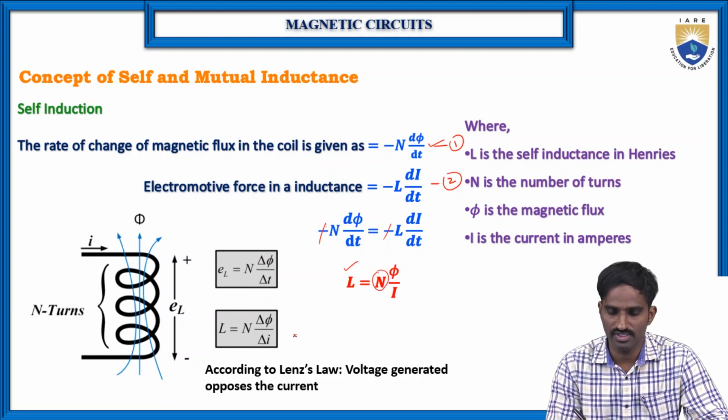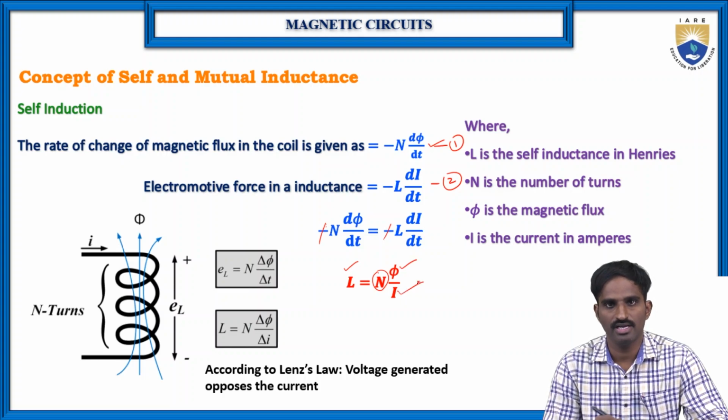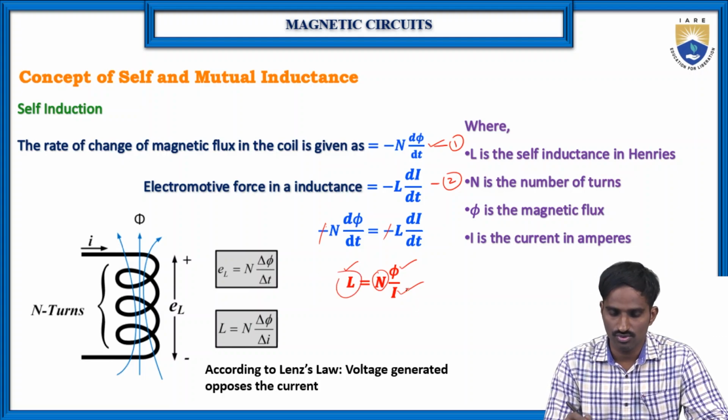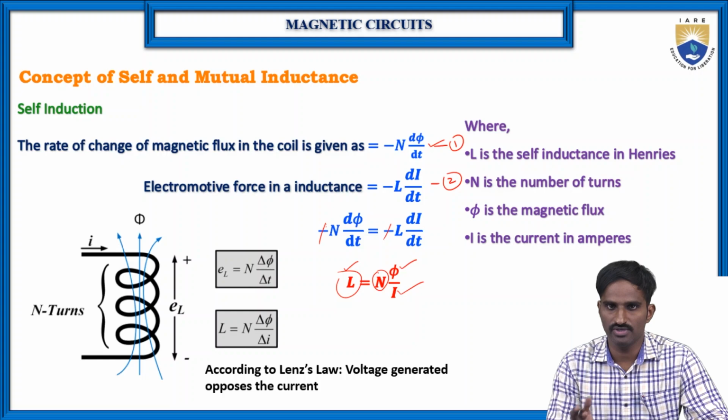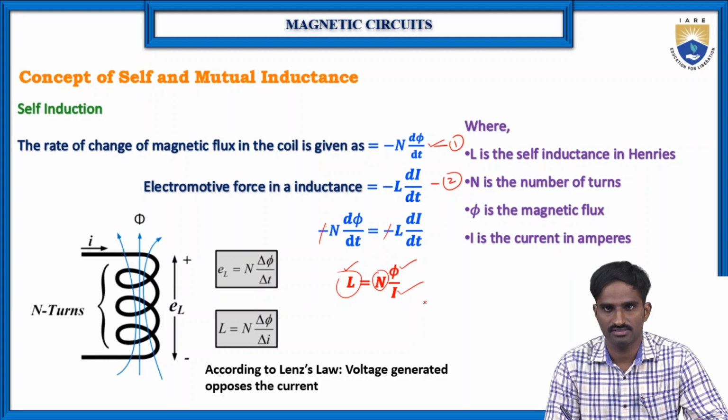So here N is the number of turns of that particular coil, phi is the magnetic flux, and I is the current flowing through that coil. Here L is not just a simple inductance; it is called the self inductance, because in the next case we will discuss the mutual inductance. Just to differentiate the inductance of the coil in the single and the mutual cases, L here is called the self inductance.